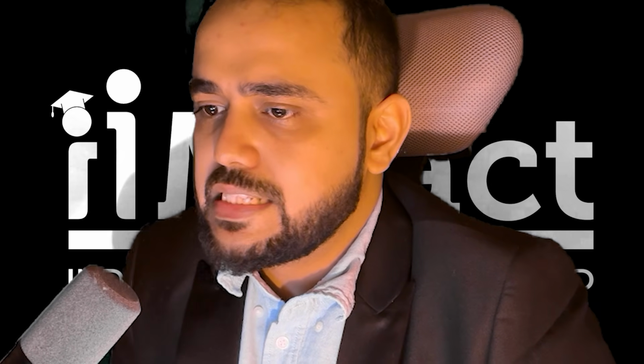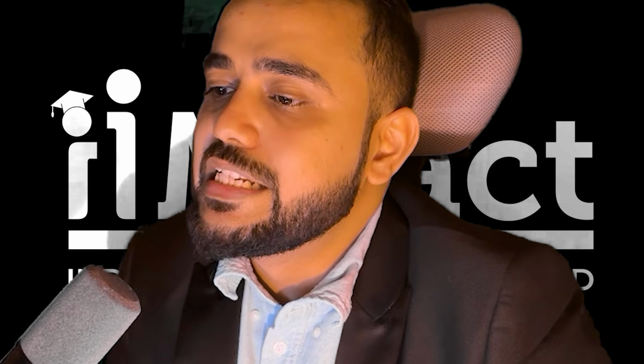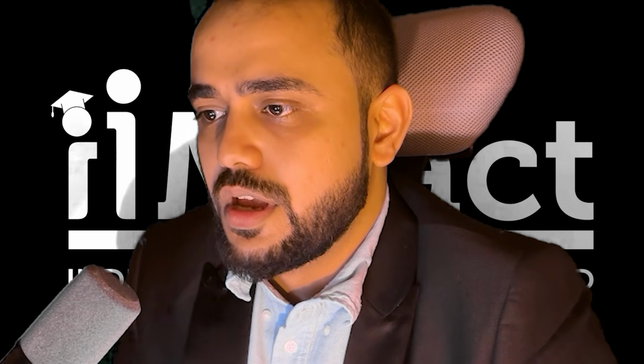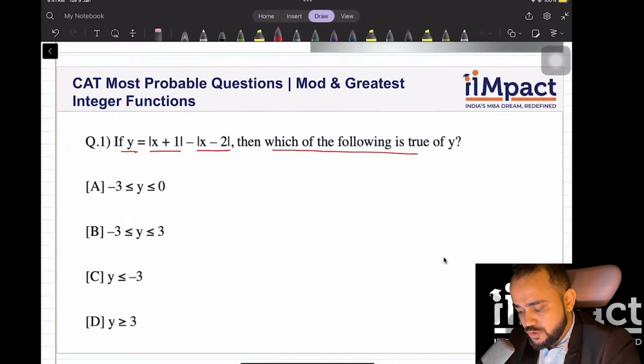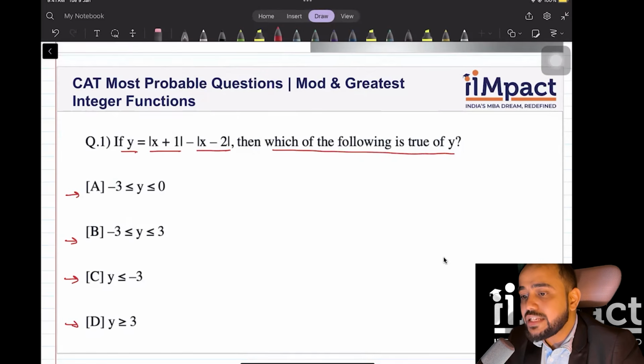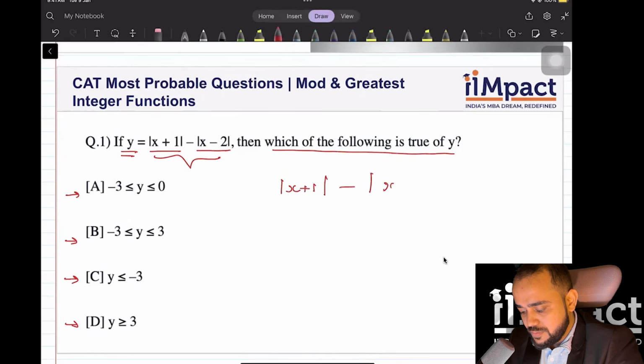Hi folks, so let's start with mod functions and greatest integer functions sectional questions. Alright, so question number 1. You are given the value of y as a difference of two mods, and then we are being asked which of the following is true of y. If I look at the options, essentially what I have been given is the range of y. What are the values that this expression y can take? What is the expression? Mod of x plus 1 minus mod of x minus 2.